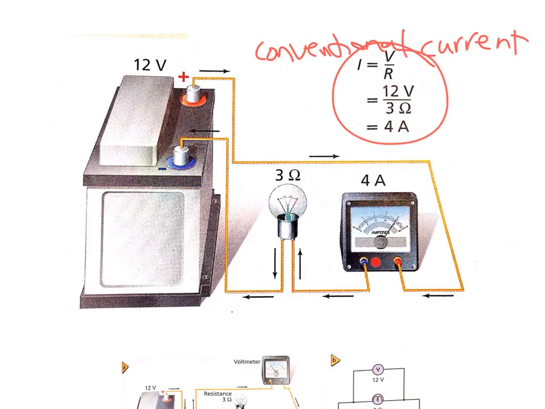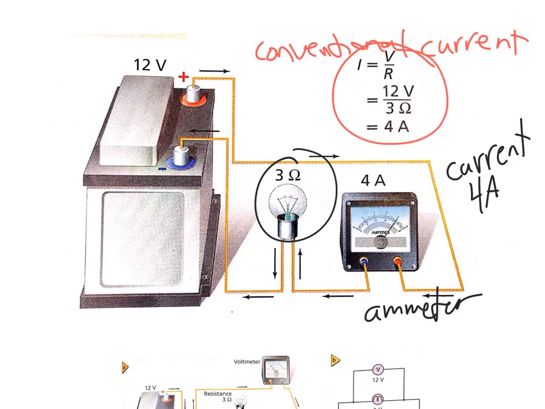And what we are shown here is an ammeter. The current has to pass through it. That's what's meant by series, and we'll get to that. So you should know that that's an ammeter. The current is 4 amps in this situation. Resistance of the light bulb is 3 ohms, etc.